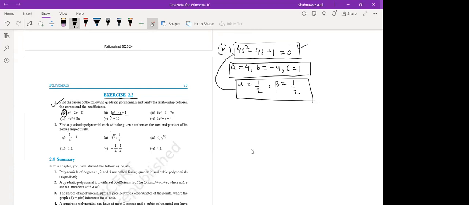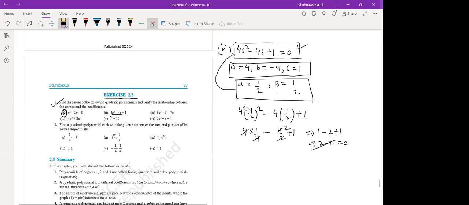Sir, you'll get 0, right? So this is how we'll check. This is 4 times one-half squared, minus 4 times one-half, and then plus 1. So this is 4 times 1 by 4, right? And then 4 by 2, and then plus 1. So this is 1 minus 2 plus 1. So 1 plus 1 is 2, minus 2 is 0, which means that our answer is correct, right? Yes, sir.